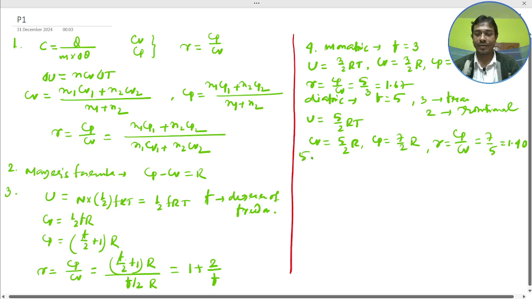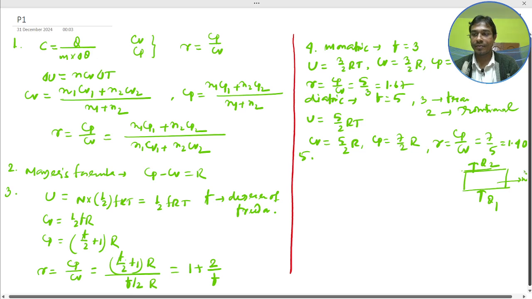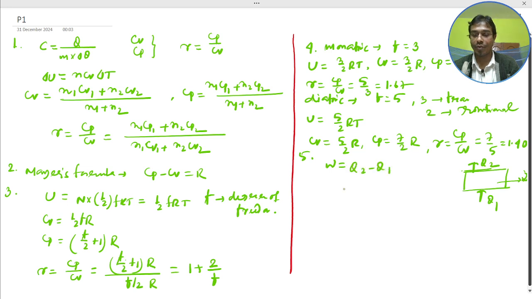And next is the thermodynamics heat engine. Suppose this is a heat engine, and this is Q2, the heat rejected, and Q1 is the heat supplied, and W is the work done. So in that process W equal to Q1 minus Q2, and the efficiency eta would become W by Q1, which is equal to 1 minus Q2 by Q1.